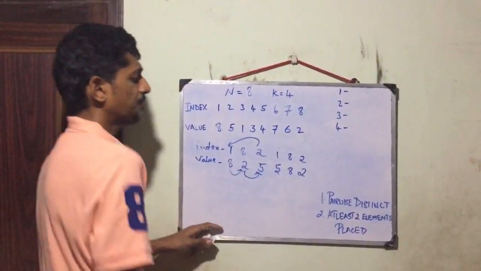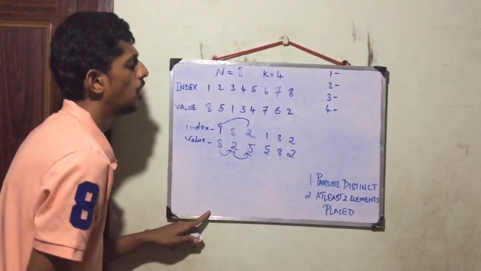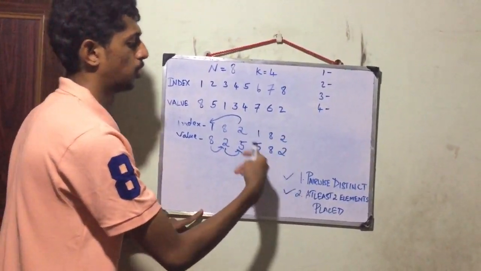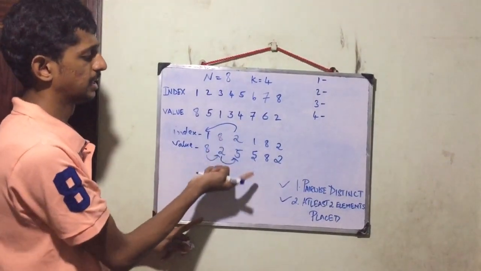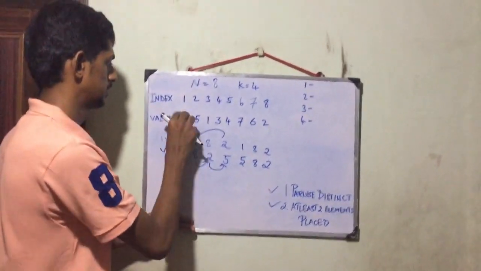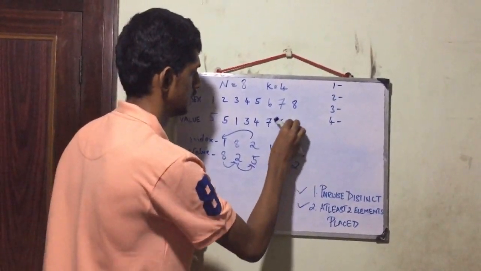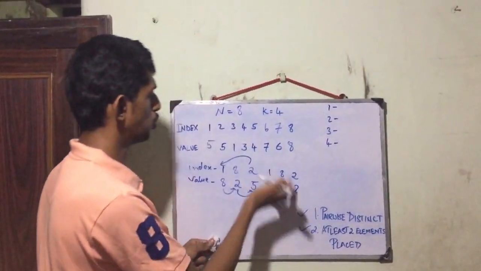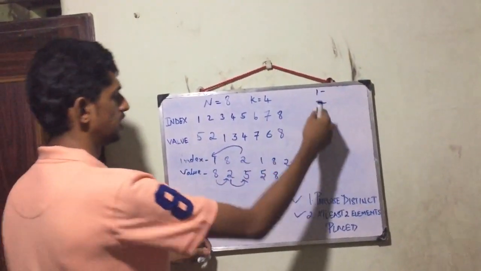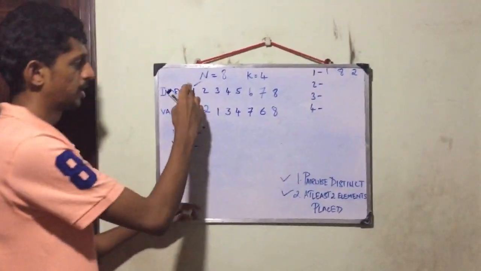Now you can see that 8 is placed in the 8th index, 2 is placed in the second index. Also, they are pairwise distinct. Therefore, at least 2 elements are placed in their corresponding indices. So therefore, I can shift the corresponding values. Now I have value 5 in the first index, 8 in the 8th index, and 2 in the second index. So my first operation is 1, 8 and 2. I have completed the first one.